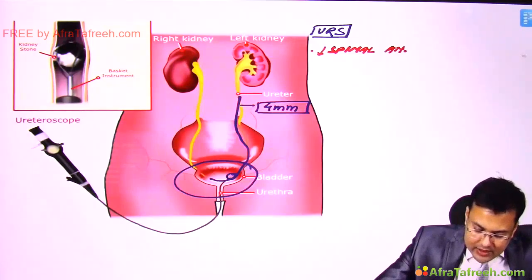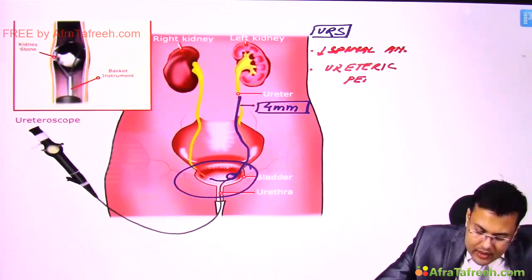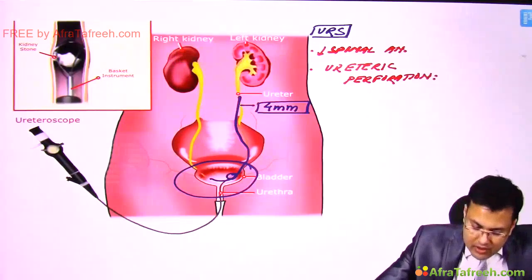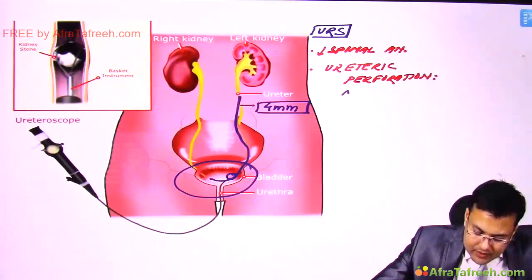So first, important point, that it is performed under spinal anesthesia. Right? And what is the most common complication? It's the ureteric perforation. Despite taking the precautions, ureteric perforation is the most common complication.